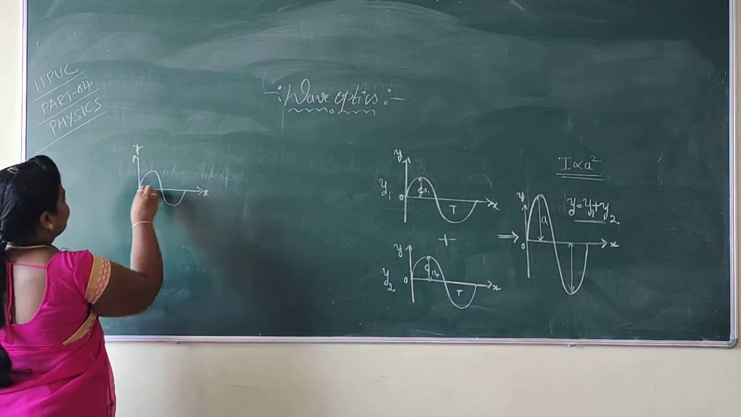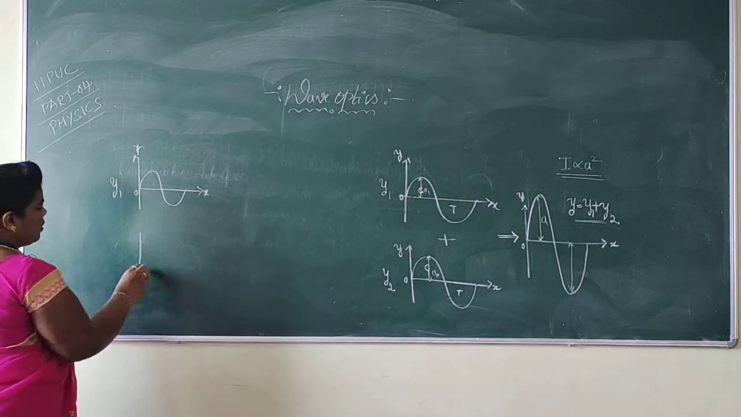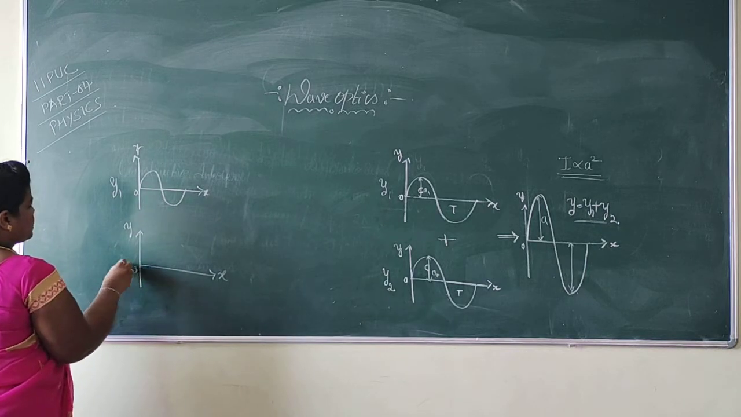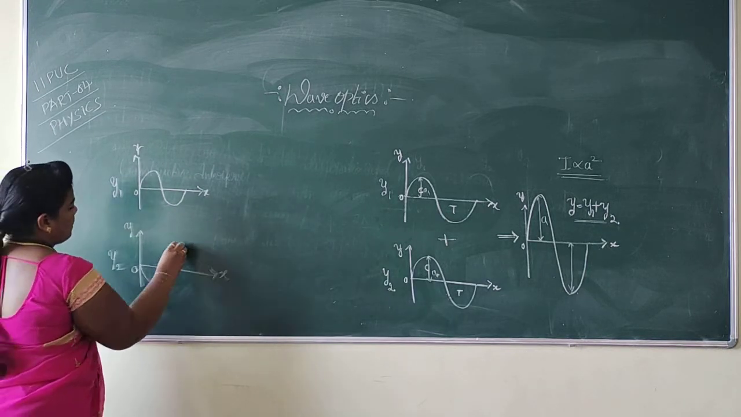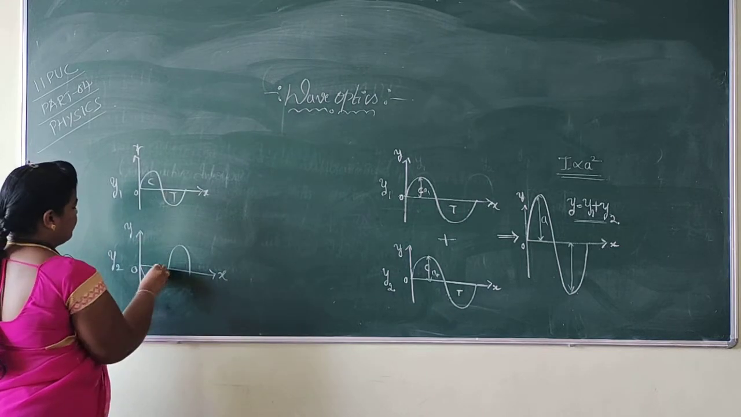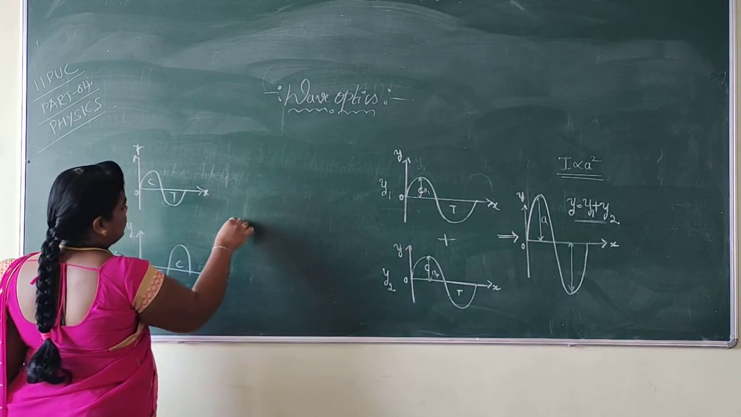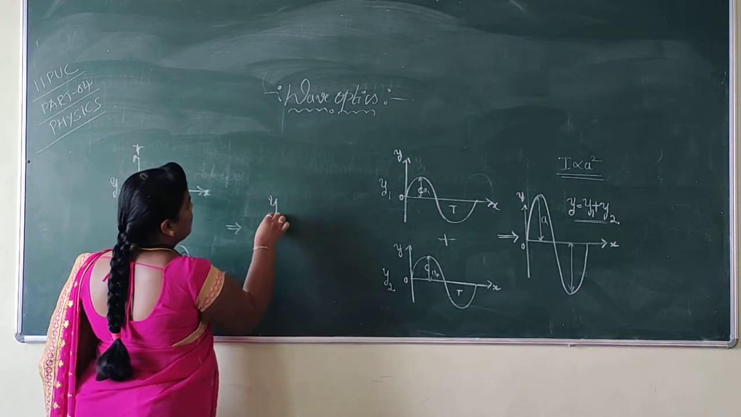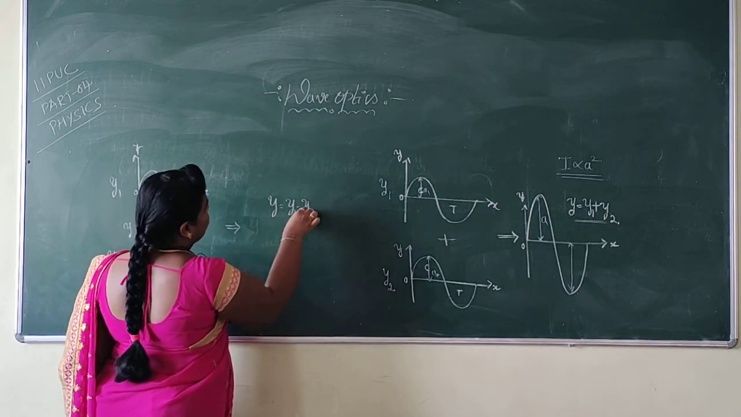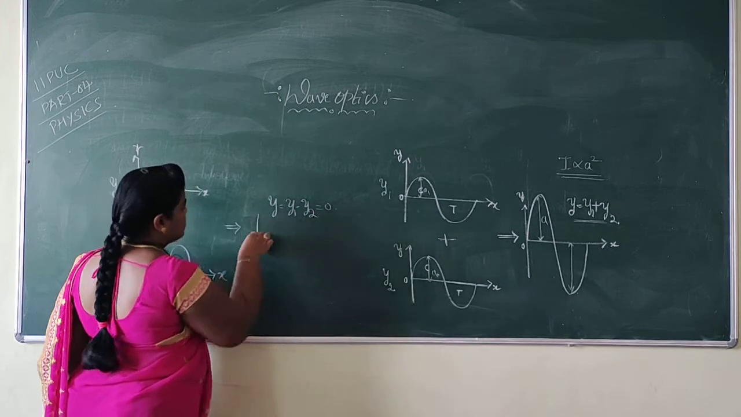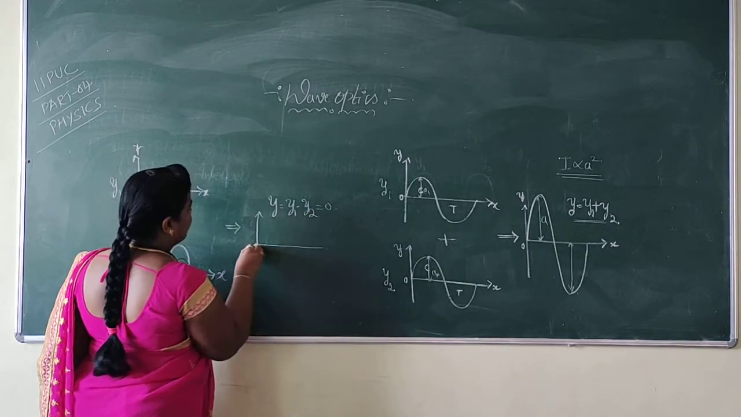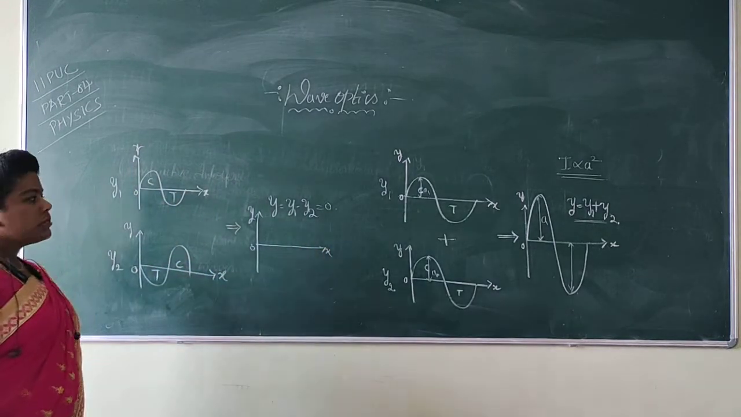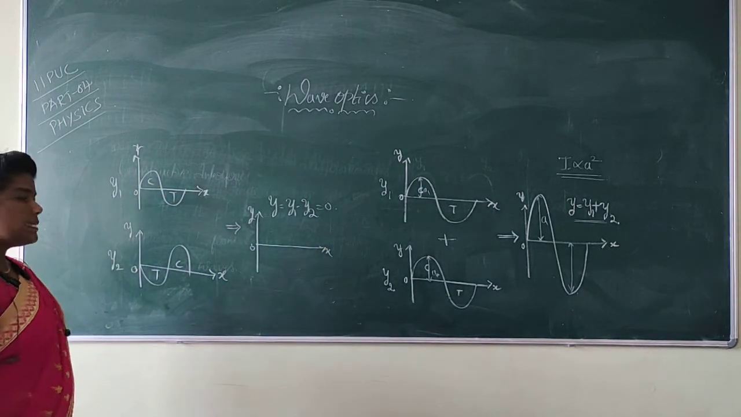You can write it for your reference also. This is the first wave with the displacement y1, and this is the second wave with the displacement y2. Crest, trough, trough, crest. Here, when they superpose, you will get y equals y1 minus y2, which is equal to 0. So I can say that you will get zero displacement.